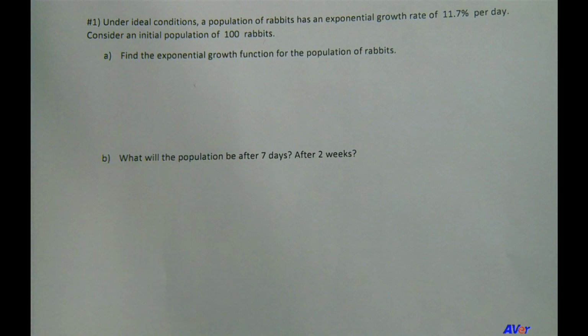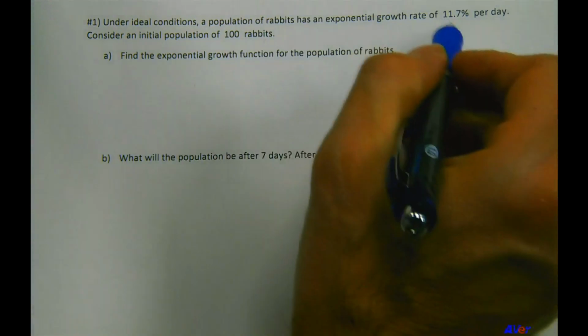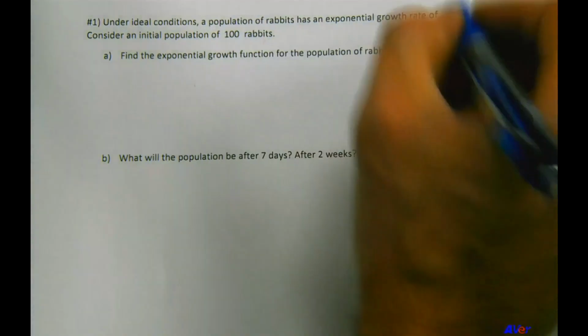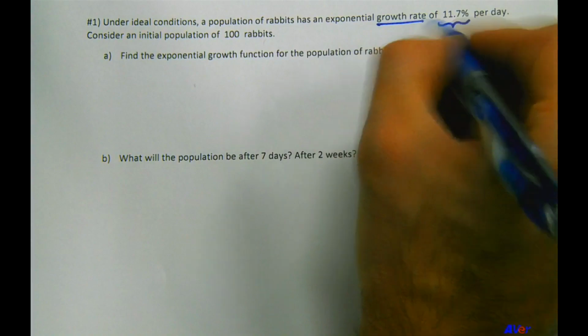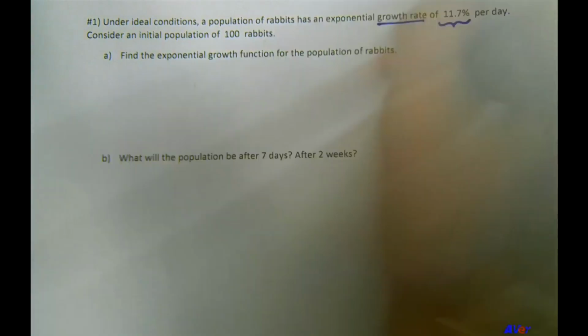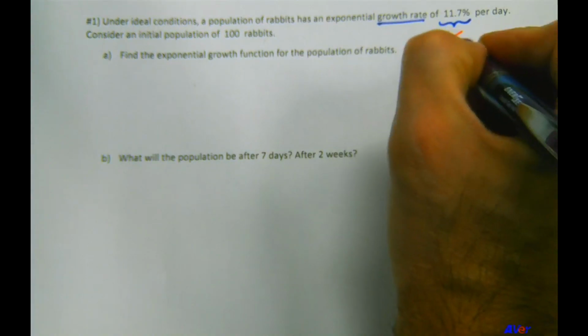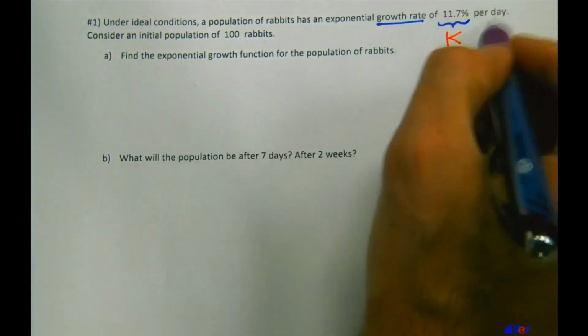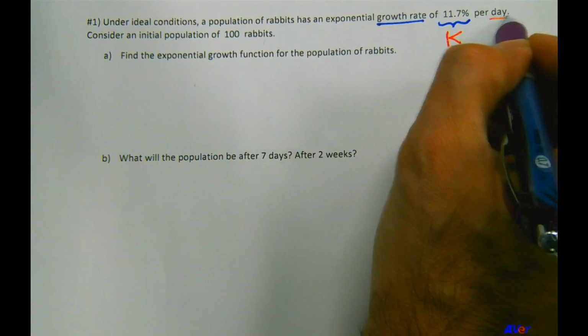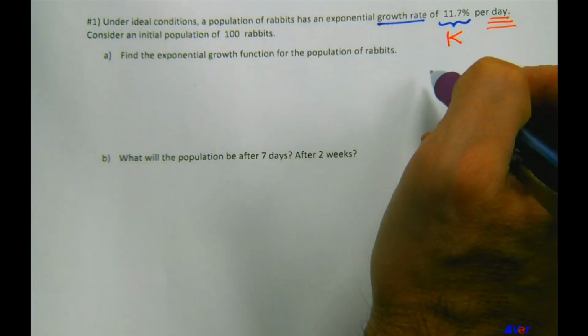Under ideal conditions, a population of rabbits has an exponential growth rate of 11.7%. So this quantity, that's a growth rate, right? Growth rate means that is our K in the formulas that we just saw. And it's a daily growth rate. Notice that? That's the unit, daily, per day.